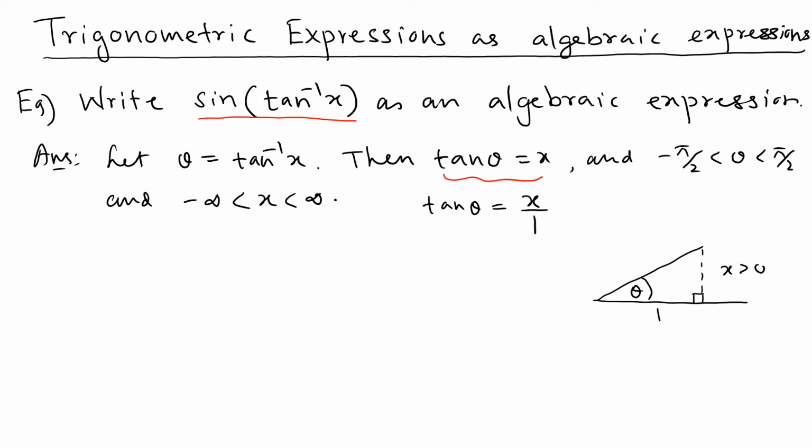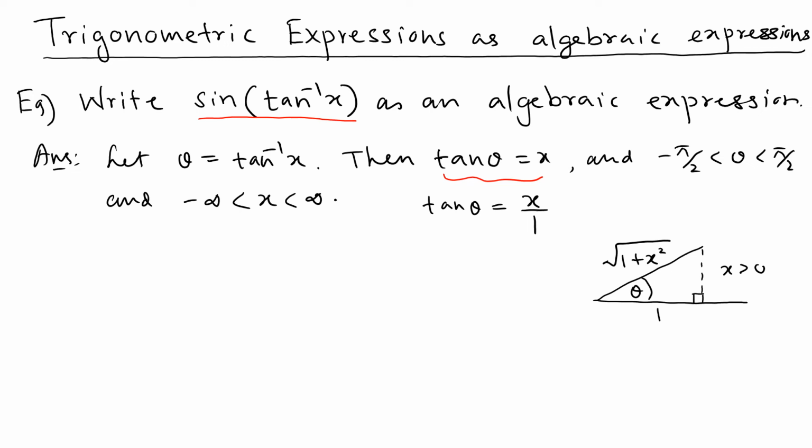So the only thing we need to do is find the hypotenuse, which we can find using the Pythagorean identity. You can see that this is the square root of x squared plus 1 squared, so this is going to be the square root of 1 plus x squared. And then from this we can find sine theta very easily. So that's one case.